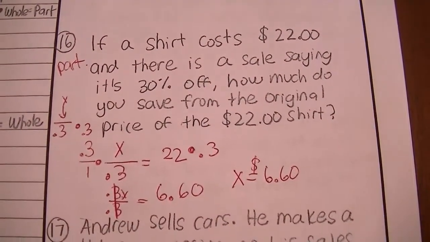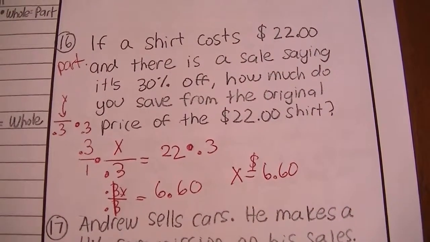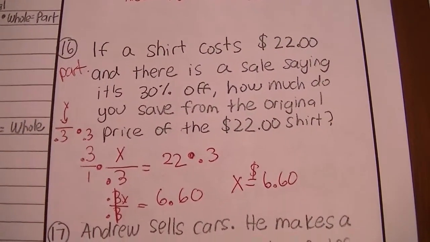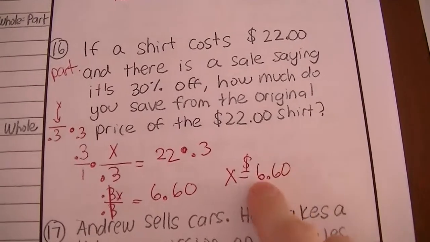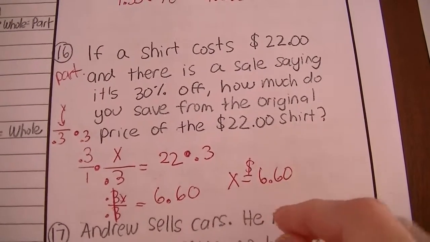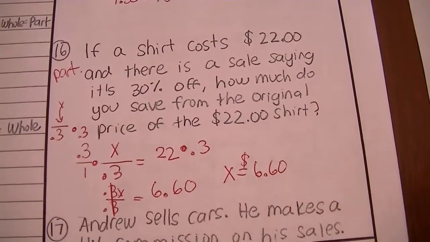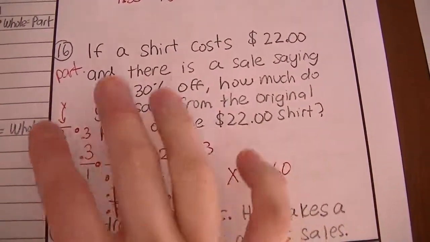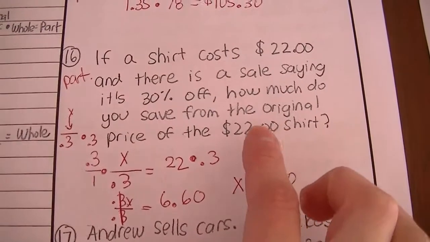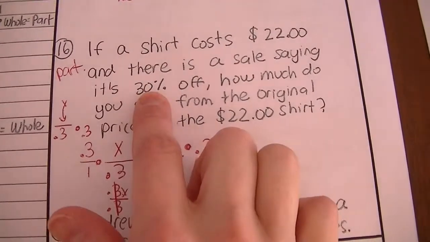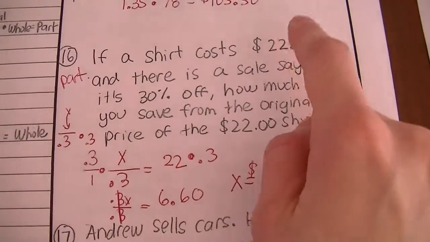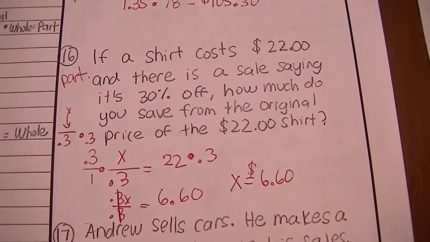So if you went to the checkout stand and they rang you up, assuming there was no tax, this is how much you would save. Your total without the tax would be $22 minus $6.60, and that's how much that shirt would cost. But I'm not asking you about that. I'm not asking you to make any adjustments in this problem. It's just saying, how much off was it? How much is 30% off of that? That was 30% of this, okay?